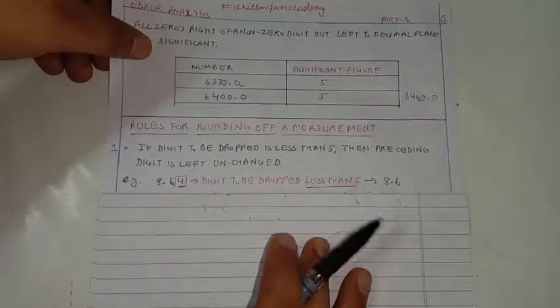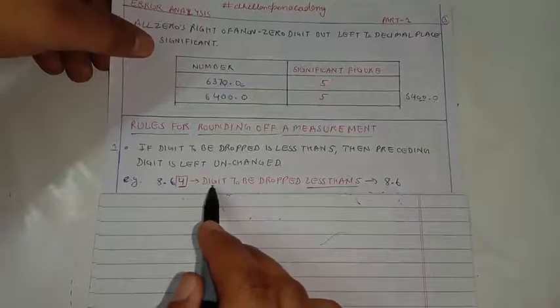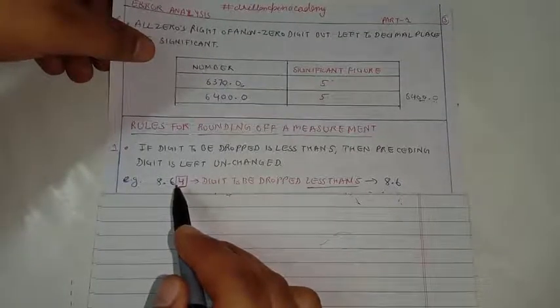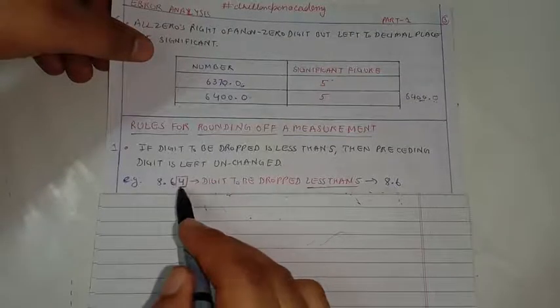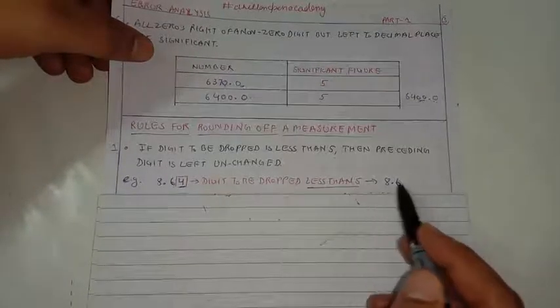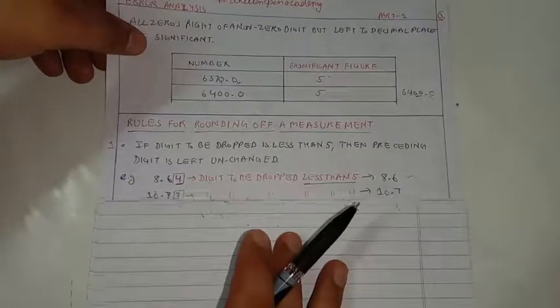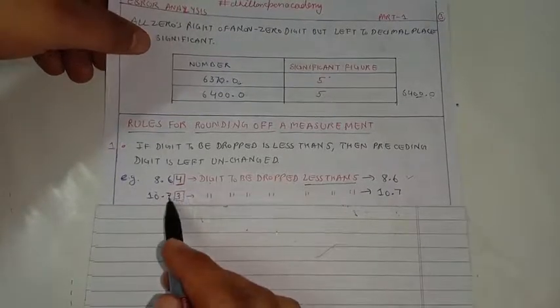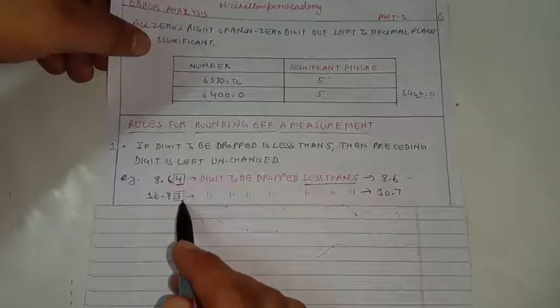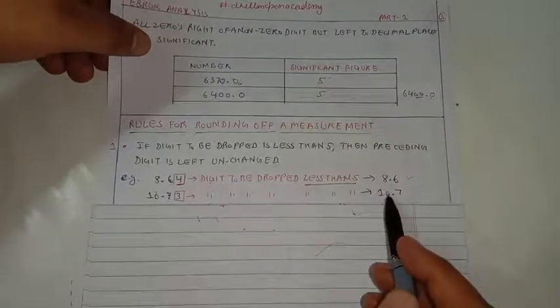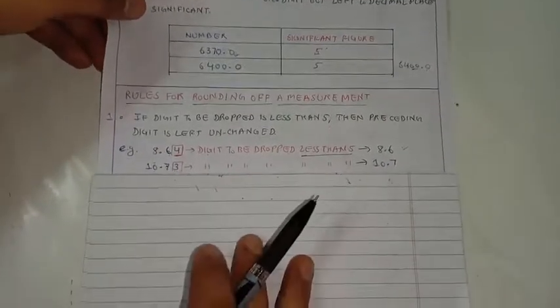unchanged. For example, 8.64. Here we want to express the result only up to the first decimal place, so we are dropping 4. That 4 which is to be dropped is less than 5, so the result will be 8.6. 10.73. We wanted to express the result to the first decimal place, we are dropping 3. 3 is less than 5, the result will be 10.7.